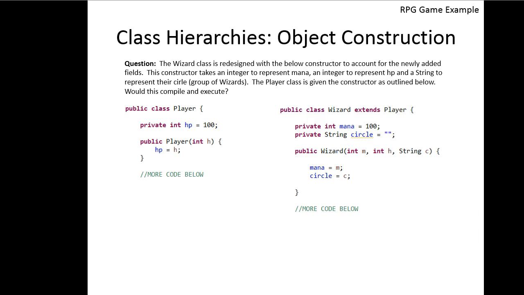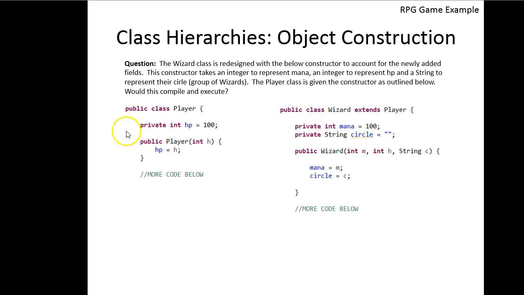So here's a question for you. The wizard class is redesigned with the below constructor to account for the newly added fields. The constructor takes an integer to represent mana, an integer to represent HP, and a string to represent their circle. That is a group of wizards. Everybody knows that. The player class is given the constructor as outlined below. And the question is, would this compile and execute? When you're looking at this code, these are the things you want to think about. You want to think about what calls to the superclass constructor exist, and then what actual constructors are there to be used.